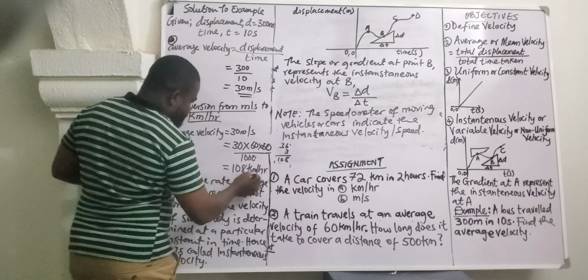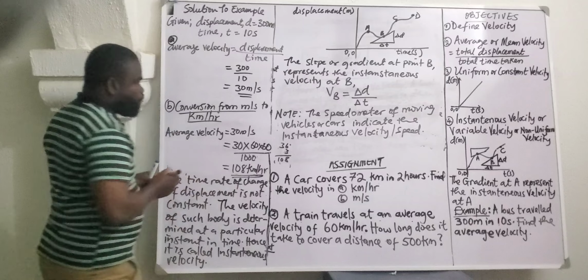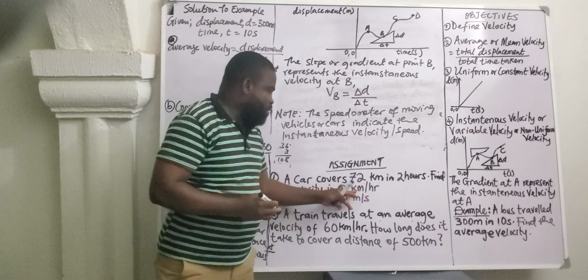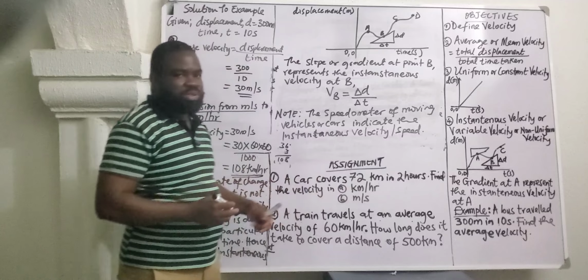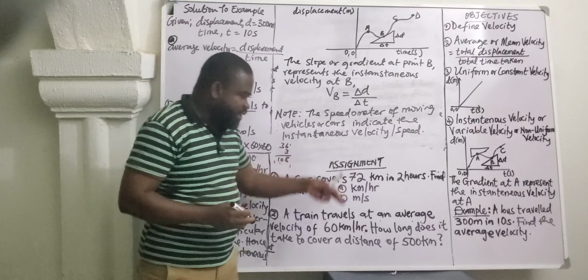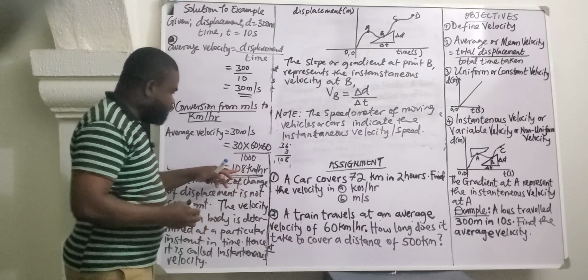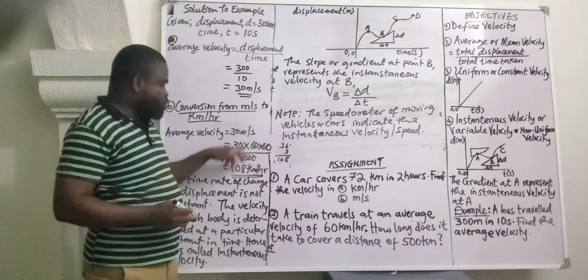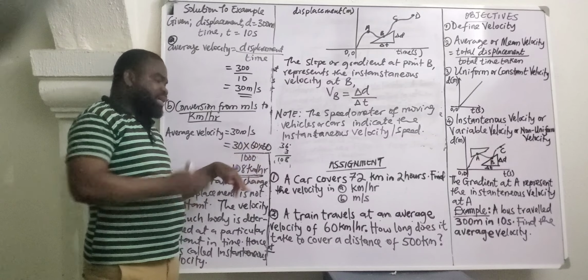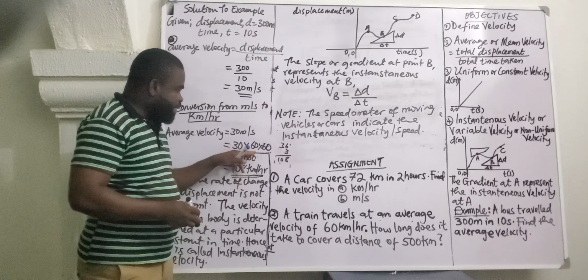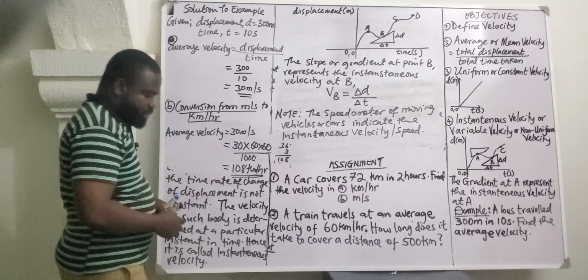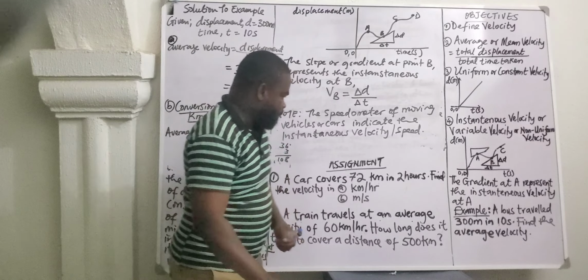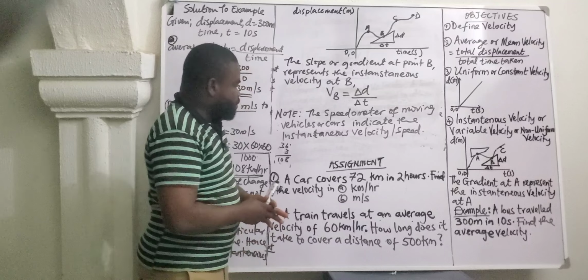So it's a very simple thing to do. If you are converting from kilometer per hour to meter per second, you multiply by 1,000, you divide by 60 times 60. If you are converting from meter per second to kilometer per hour, you now reverse it. You multiply by 60 times 60 and divide by 1,000. I think that is a very good place to end it.